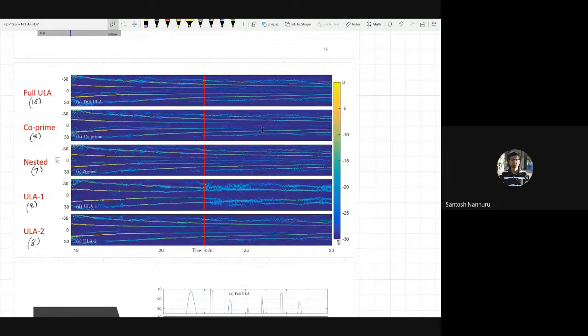And of course, the ULA is half the size, so its aperture is less, so its resolution is automatically reduced.